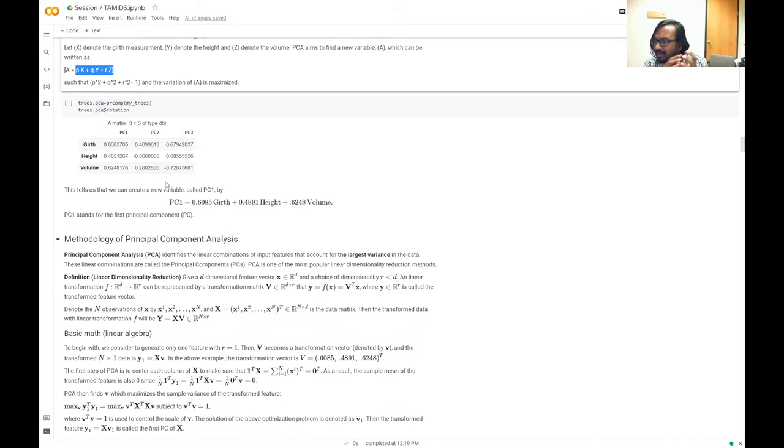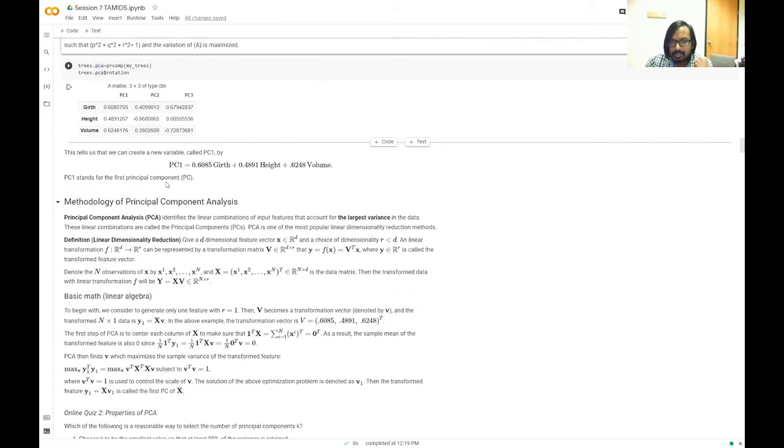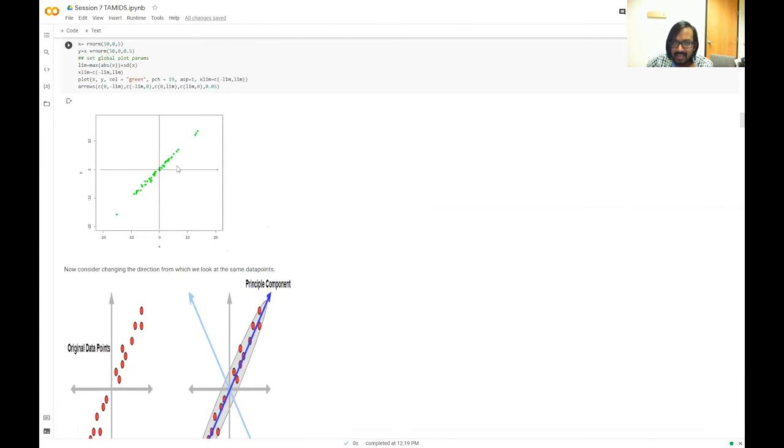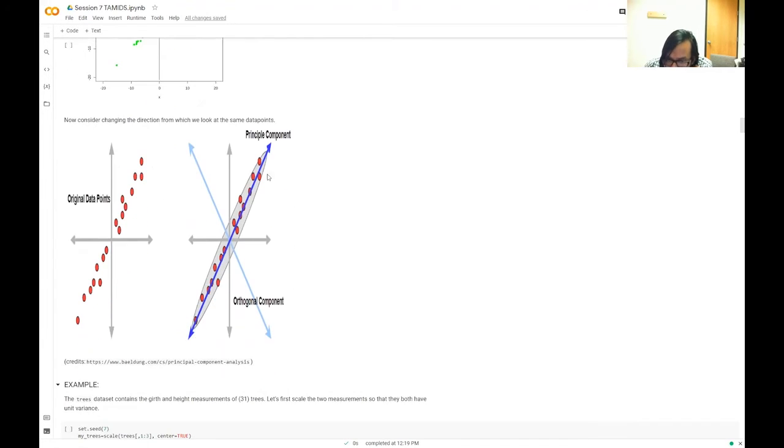So let us try to get a little more technical and try to understand the methodology of principal component analysis. The point of principal component analysis is that it tries to find linear combinations of input features that account for the largest variance in the data. Notice that in this scatter plot, the largest variance would be in this direction, right? And so that direction becomes my first principal component. The second direction is the direction that is orthogonal to the first dimension, but still captures the most information.